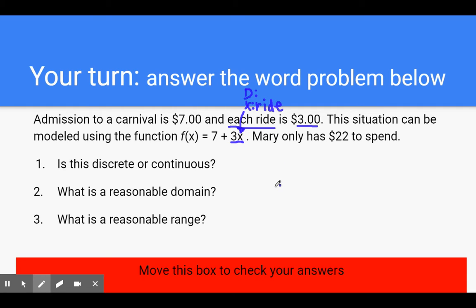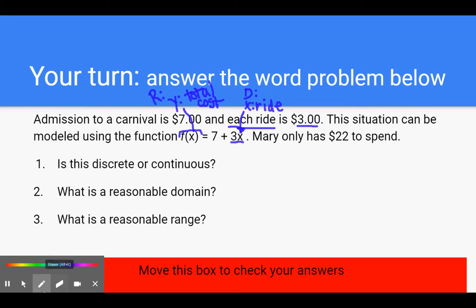And then I want to recognize, well, if f of x is function notation for my y, which is my range, I want to identify what is y. Well, if I go to a carnival and pay $7 and then I pay $3 for each individual ride, you want to recognize that this is your total cost. So f of x, they don't tell us, is your total cost. In my example, yes, they told me what each individual variable was, but here I need to be able to recognize that based on the word problem.